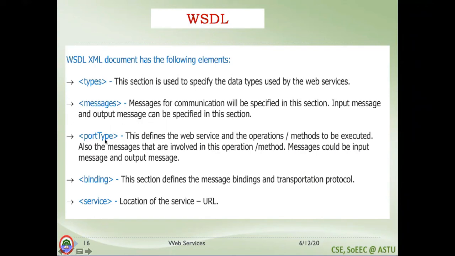Another one is the portType section. This is used to specify the different operations that are supported by this web service. And binding is nothing but the different transportation protocols that are supported by the particular service. And service is nothing but the location, the fully qualified URL of the particular web service. You can get it from the service section. These are the 5 elements, very, very important.